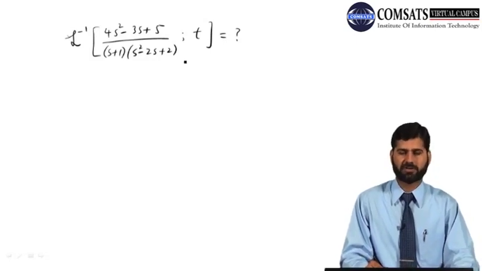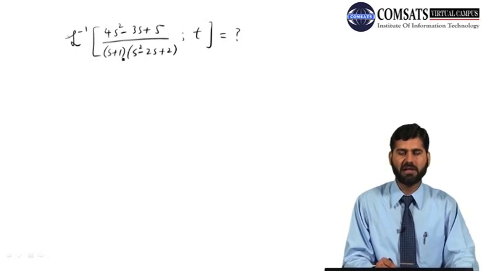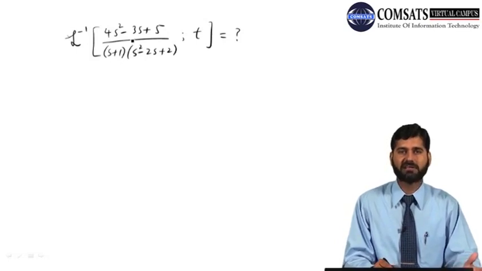Okay. All right, so this is the example. We need to find the Laplace inverse transform of this complicated function. First of all, of course, I cannot write it directly. So one thing is for sure, that if s plus 1 is separate and s square minus 2s plus 2 is separate, then we may be able to do something.